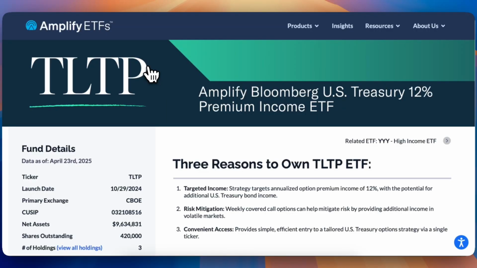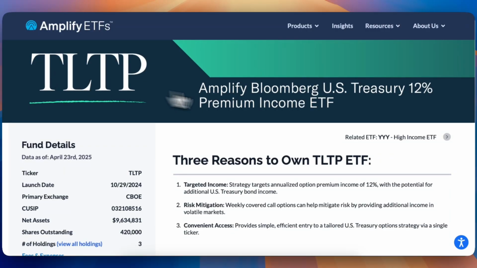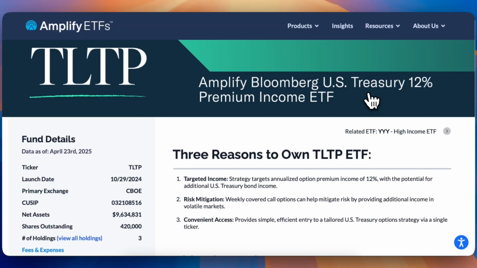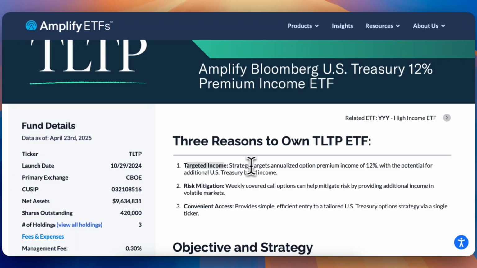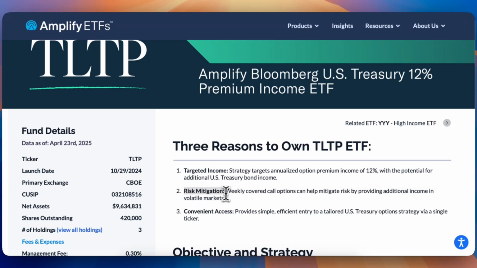Now let's go over 3 ETFs that are based off of TLT and provide option income. First one is going to be TLTP, which is the Amplified Bloomberg US Treasury 12% Premium Income ETF. Now this has been a popular ETF as of lately. There are 3 reasons here that you can own TLTP ETF. The first one is going to be targeted income. So this ETF is going to target an annualized option premium income of 12%, with the potential for additional US Treasury bond income.